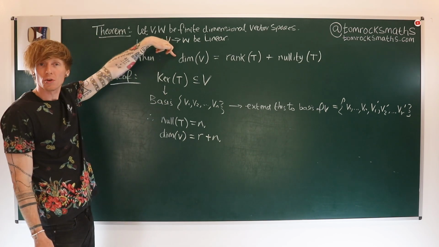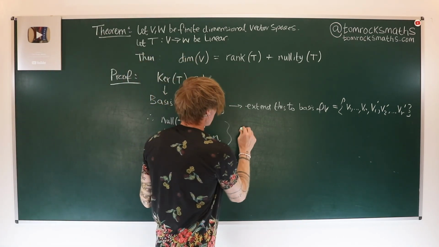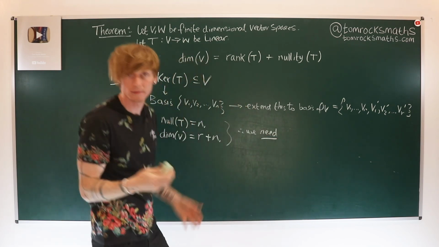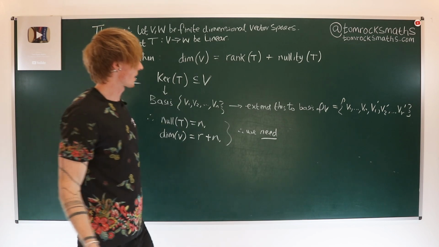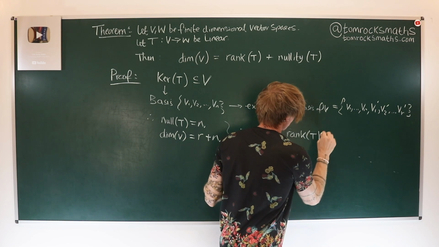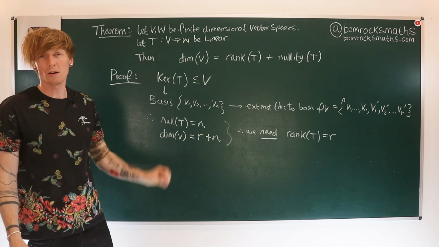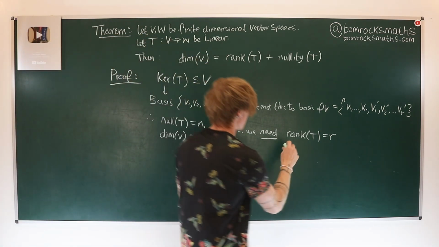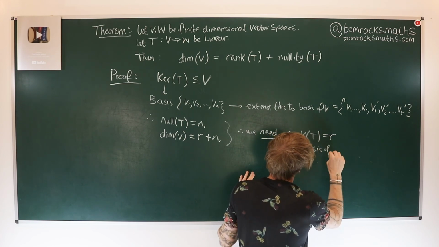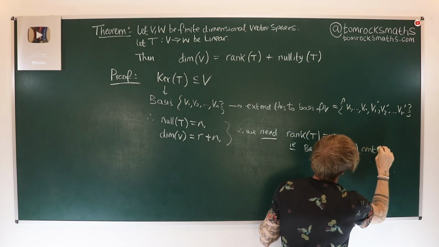So in order for this to be true, we need, or we want, another way to think about it, the rank of T to be equal to r. So we need a basis of the image of T, i.e. a basis of the image of T contains r vectors.